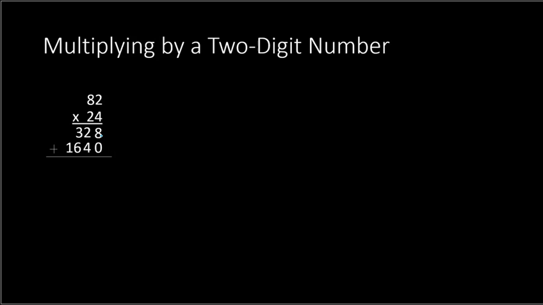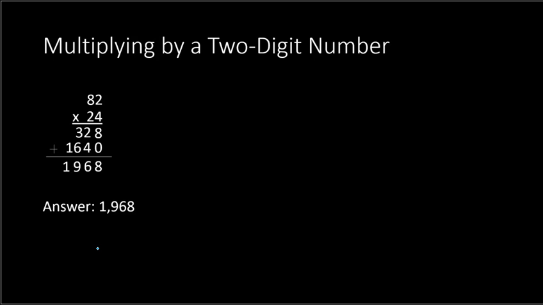So when you add, you work from right to left. So we do 8 plus 0, that gives you 8. And then we do 2 plus the 4, that gives you 6. And then we do 3 plus 6, that gives you 9. And then we do the 1 in the front. So now we have 1968, which gives you your answer of 1,968.